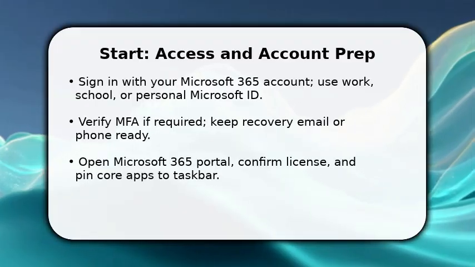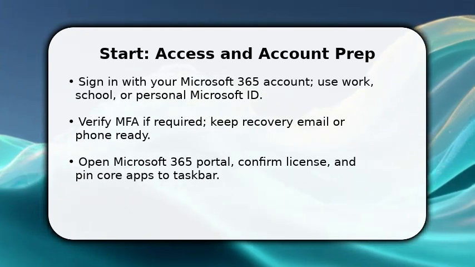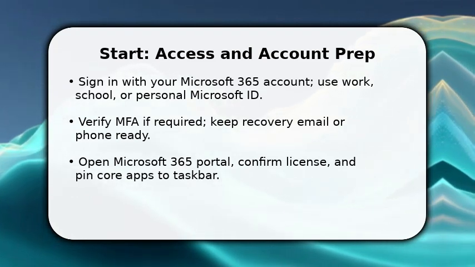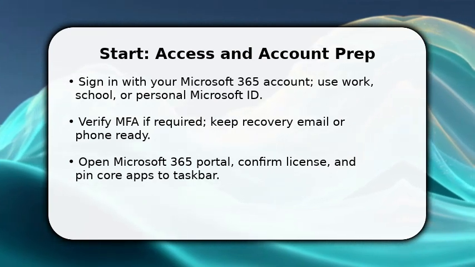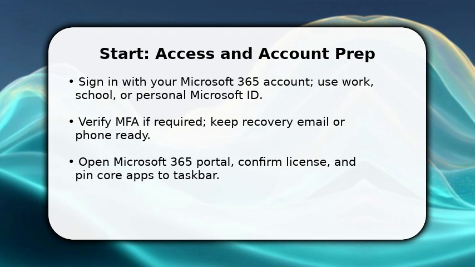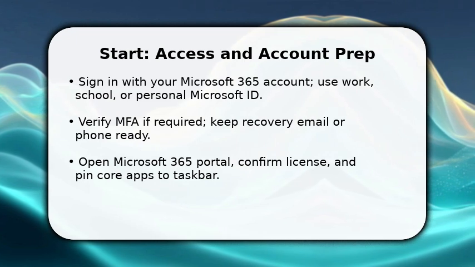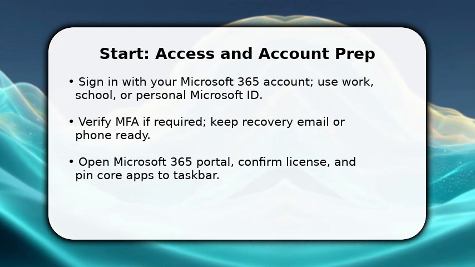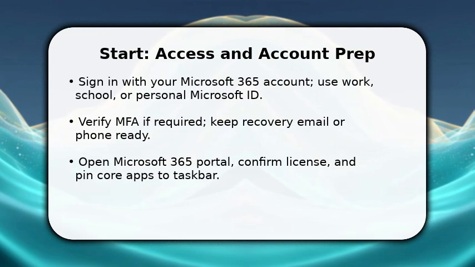You begin by signing into Microsoft 365 with your assigned account. This grants access and sync rights. Once signed in, enable multi-factor authentication if your organization requires it, and make sure your recovery email or phone is current. Then open the Microsoft 365 portal and confirm your subscription or license. This avoids feature surprises. After that, pin Word, Excel, and Outlook to your taskbar for fast access. It speeds workflow and keeps your frequently used apps within one click.